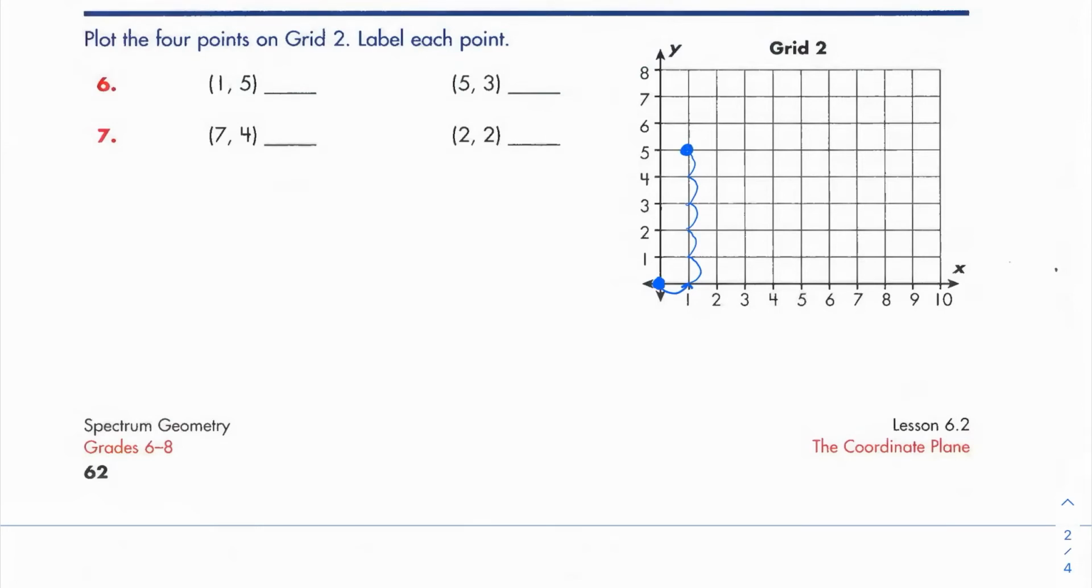We are not told a letter, so I'm going to pick a random letter, which I'm going to pick as Q, and we will label that on the blank beside the point 1, 5 to indicate that the point Q is located at 1, 5. Now I would like you to do the same thing with points 5, 3, 7, 4, and 2, 2, and then we will all come back together and look at the second page.